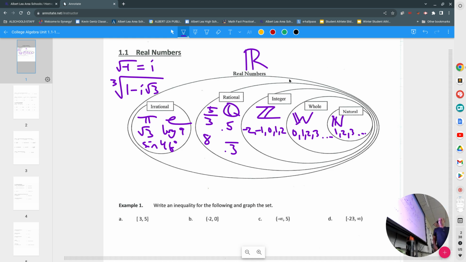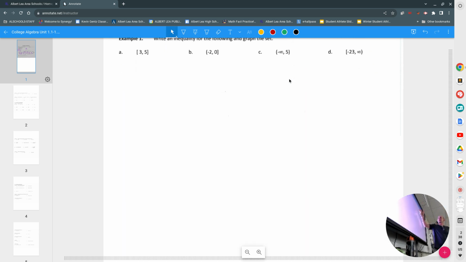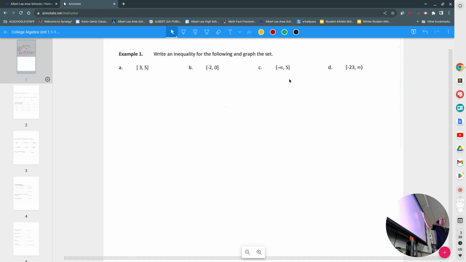Okay, so let's go to the basic type of problems that we're going to be expected to do for our test. You should be able to take numbers that are in the real number set, be able to express them as inequalities, and graph them. So we're not going to do problem D, but we will look through A, B, and C. I want to write an inequality and graph the set for this. It is currently expressed in interval notation.